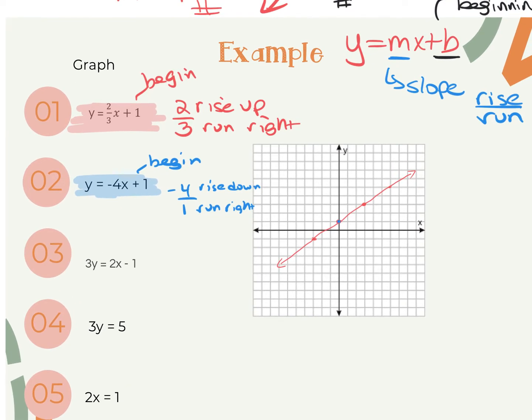Same place. And I'm going to go down 4 and over to the right 1. Remember, when you have a negative slope, it's falling from left to right. So this would be your graph for number 2.